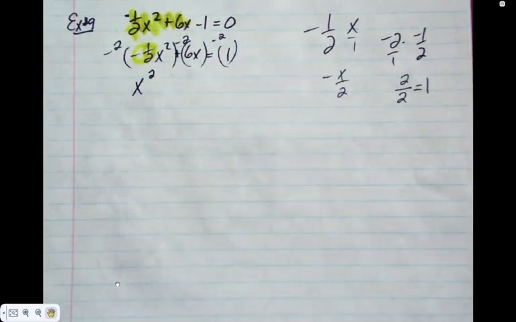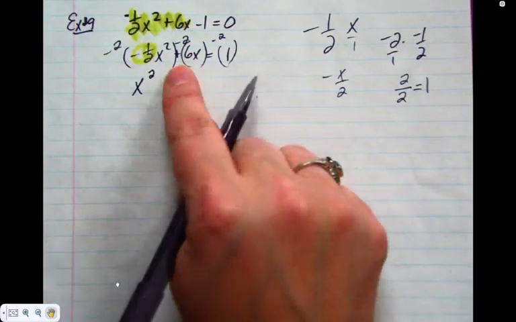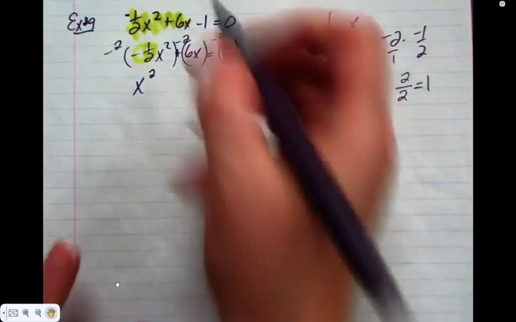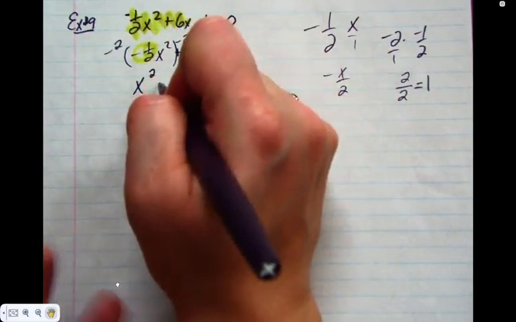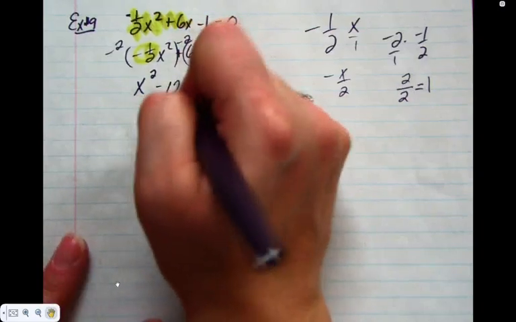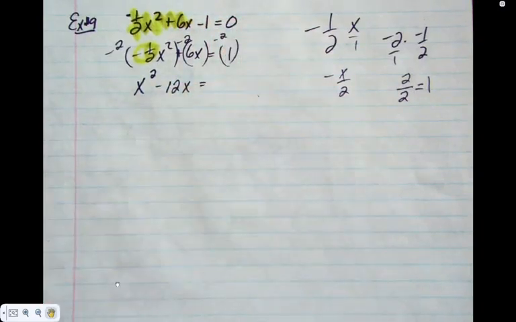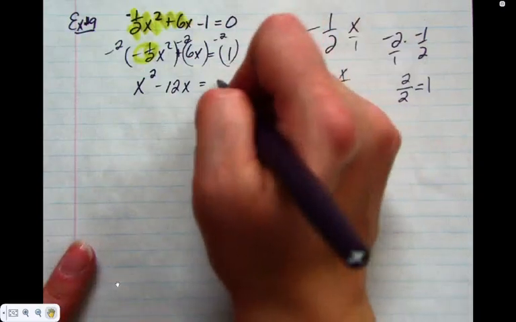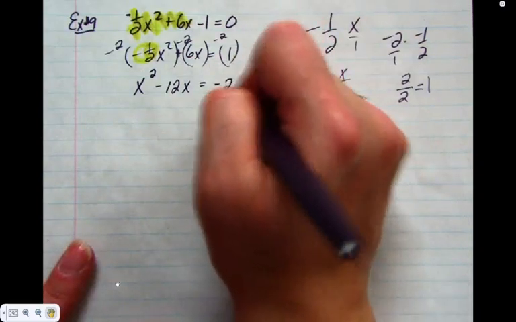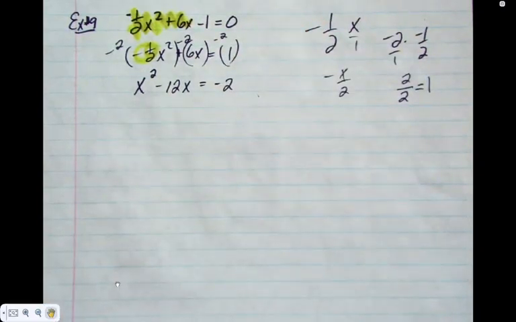And algebraically, if I do it to 1, I got to do it to everything. So I've got to do negative 2 times 6x. And on the other side, I've got negative 2 times 1. I'm just going to pause there, and you can ask me any questions you want to ask me.